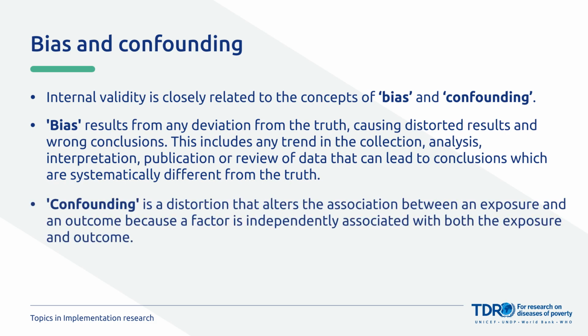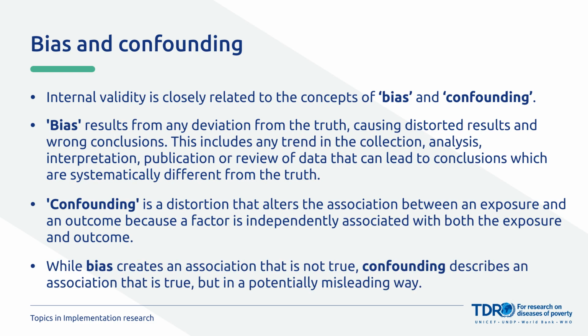On the other hand, confounding is a distortion that affects the relationship between an exposure and an outcome, because a factor is independently associated with both. For example, if sleeping under insecticide-treated nets is positively associated with low malaria rates in a community, it might be assumed that the nets are solely responsible. However, other factors like mosquito repellent or insecticide spray usage could also influence malaria rates, creating a potentially misleading association. In essence, while bias generates untrue associations, confounding describes true associations in a potentially deceptive manner.